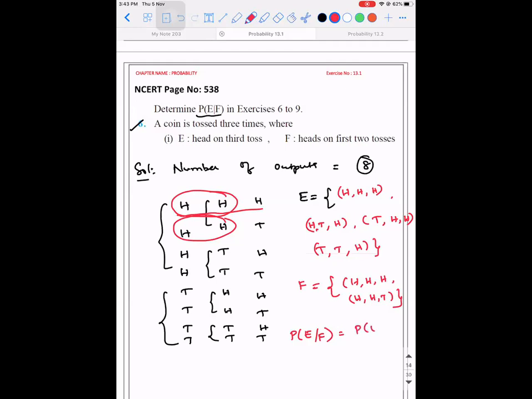So the formula is probability of E intersection F divided by probability of F. I told you, no? Probability of E intersection F means you should see the number of elements which are common in E and F. What are the number of elements common in E and F? That is one element, H comma H comma H, divided by the number of elements in F, which are 2. I hope you got it. Right? Is it clear?